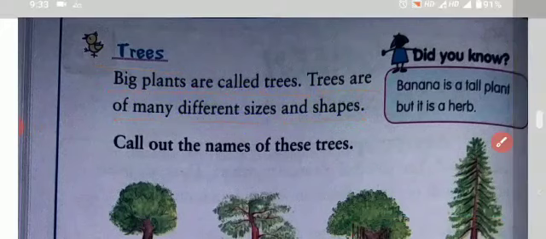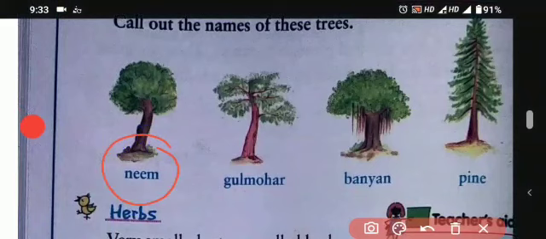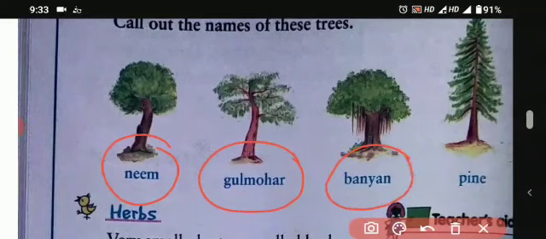In the picture given below, we can see 4 different kinds of trees. First is neem. Second is gulmohar. Third is banyan. And fourth is pine. So students, these are 4 different kinds of trees which you can see around yourself. They are used in medicine. All the 4 plants are used in medicine.